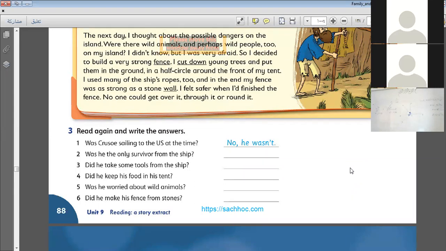So you can find the answer in line number 21. So I cut down young trees and put them in the ground, a half circle in front of my tent. My fence was strong as a stone wall. So he built it using trees. Did he make his fence from stone? No, he didn't. Why? Because he used trees. Okay. Thank you very much.